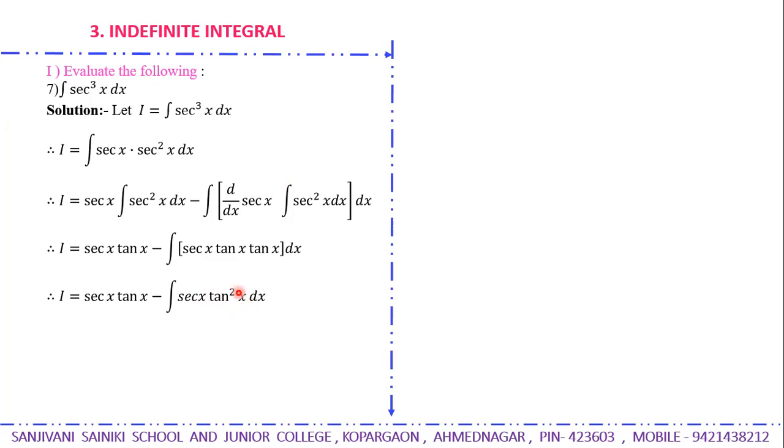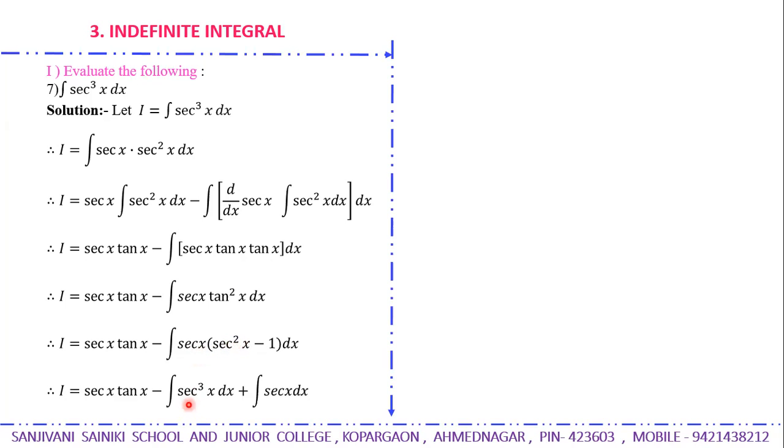But what is the value of tan square theta? It is sec square theta minus 1. So I will use that value here. Then again multiply this bracket by this sec x. You get sec cube x dx plus integration of sec x dx. But sec cube x dx is nothing but our integral I.